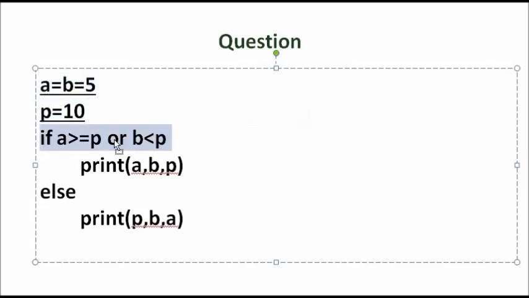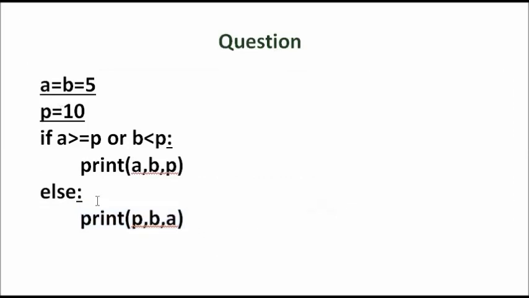Next statement. What is wrong with this statement? If a >= p or b < p. Yes, at the end of this statement you need a colon. Underline the correction. Then print(a, b, p). No error. Then come to the else statement. Else: colon is missing. Underline. The next statement, print(p, b, a). Correct only. So total 4 errors. Okay.